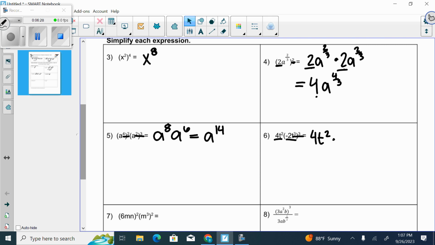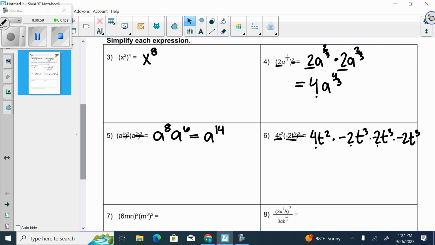So remember, this literally means negative 2t cubed times negative 2t cubed times negative 2t cubed, right? Do we have to write that out? You don't have to if you want to go ahead and use the shortcut rule. But what do we do with the big numbers? Multiply them. So I've got 4 times negative 2. What's that? Negative 8. Good job, Kinsey.